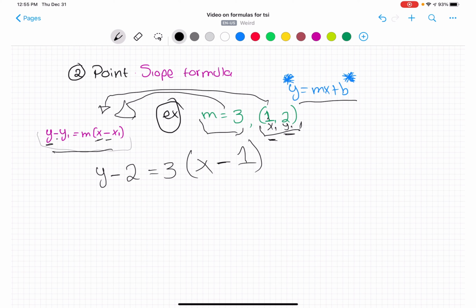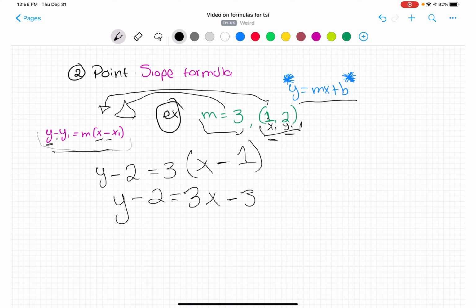So the 3, since you cannot do anything inside the parentheses, you're going to distribute the 3 into both things. So here it would be a 3x minus 1 equals y minus 2. Sorry, this number is a 3, a negative 3.